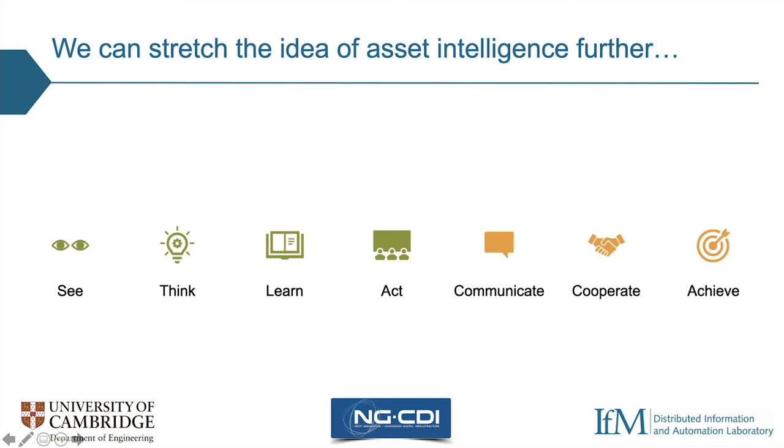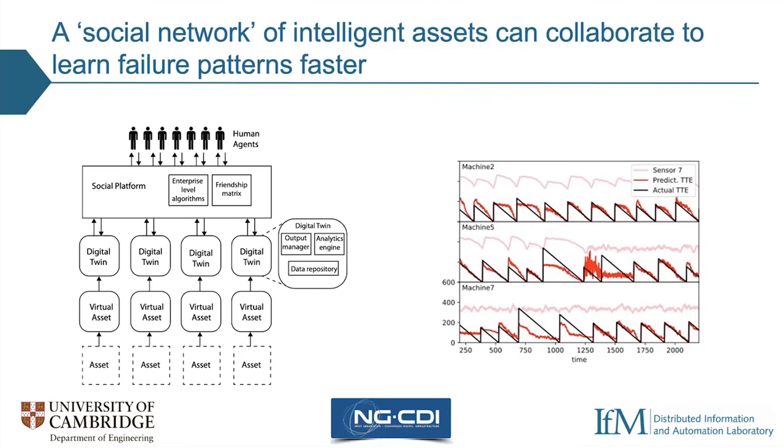So what does that actually mean when I say extending it from see, think, learn, act to communicate, cooperate, and achieve? What we have done in this respect is to use this concept of software agents, or agent-based control, where there are software components that are either physically present within the assets, which can communicate with each other and make decisions, or they can sit in the cloud and be linked to an asset, but again communicate with each other and make decisions. So one of the things that we have done is apply this concept of intelligent assets that can communicate, so that it becomes a social network of assets, right?